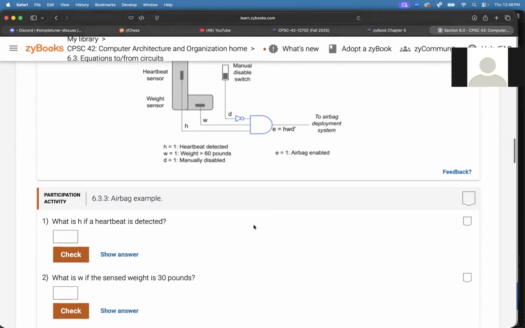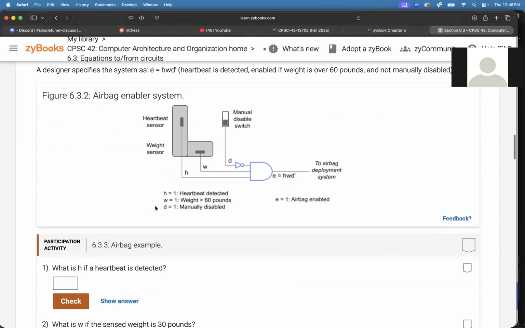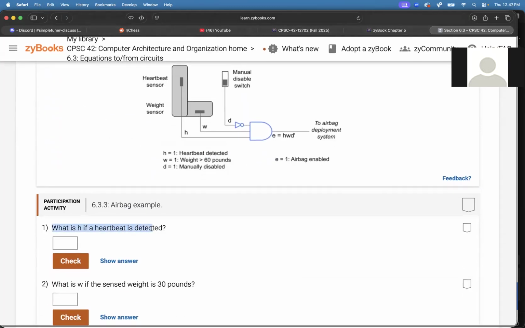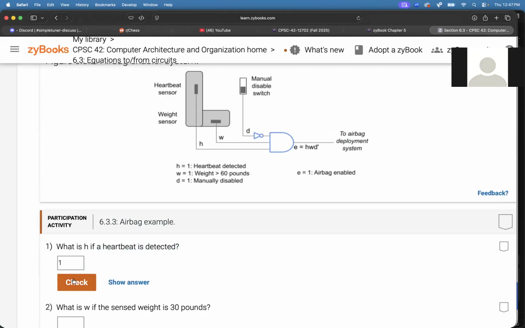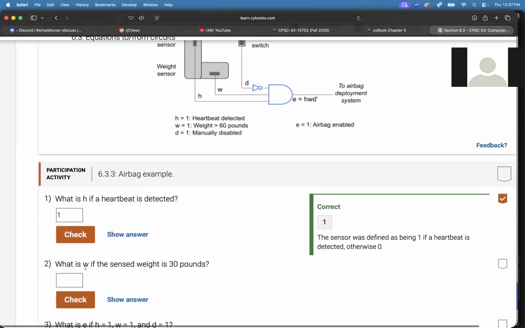So let's see. What is H if a heartbeat is detected? Okay, well, we're reading the picture here. H equals 1 if heartbeat is detected. Right? What is W if the sensed weight is 30 pounds? W is 1 if weight is greater than 60. So if it's only 30, then it won't be 1. It must be 0.